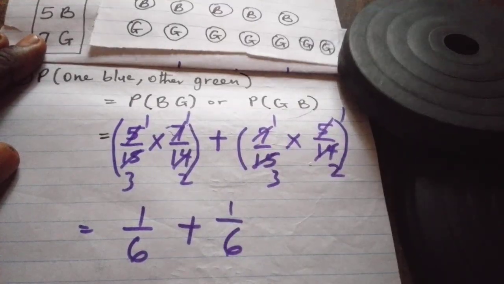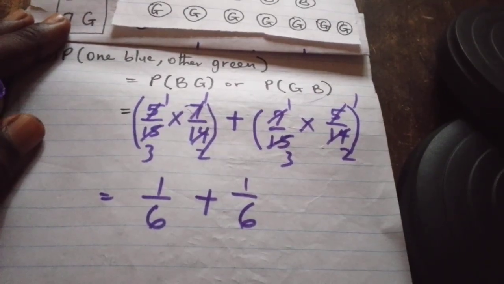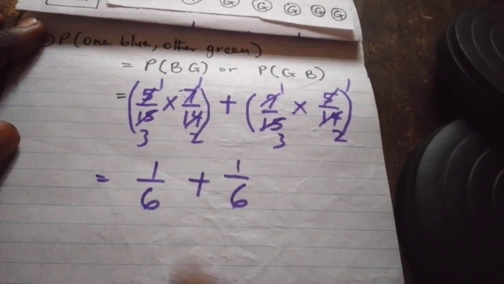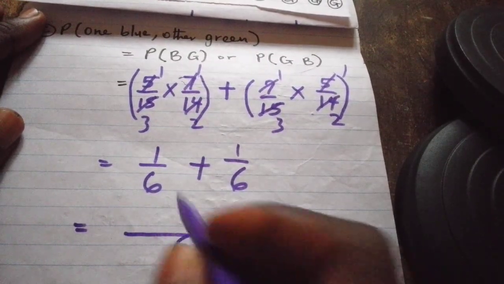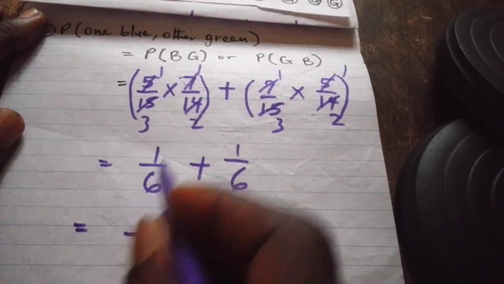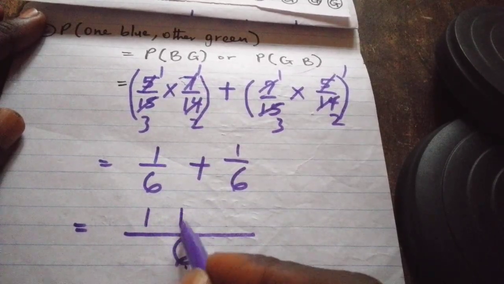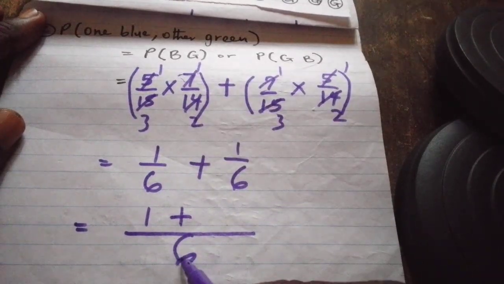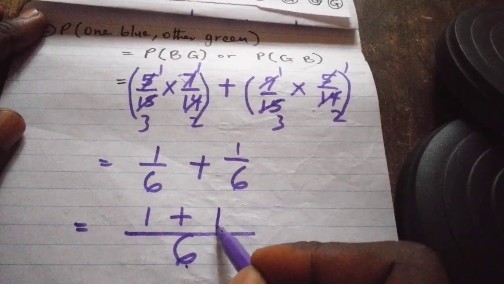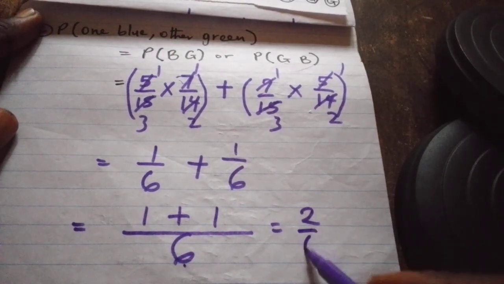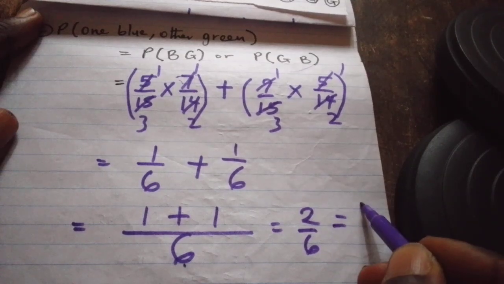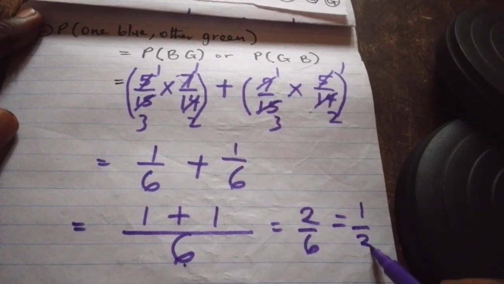When you add the two, these are like fractions. So the LCM of this one, LCM is 6. How many 6 and 6? 1. 1 times 1 will give us 1, plus how many 6 and 6? 1. 1 times 1 will give us 1. 1 plus 1 is what? 2/6. 2 divided by 6 is the same thing as 1/3.